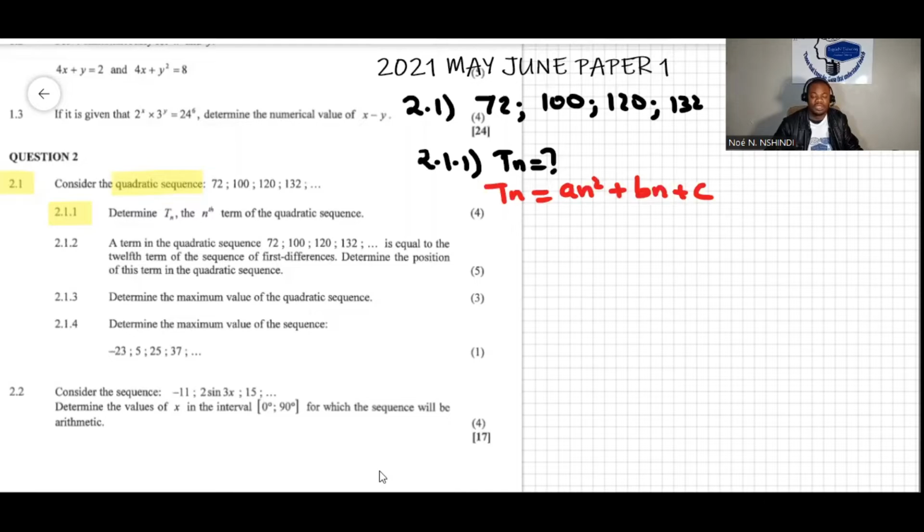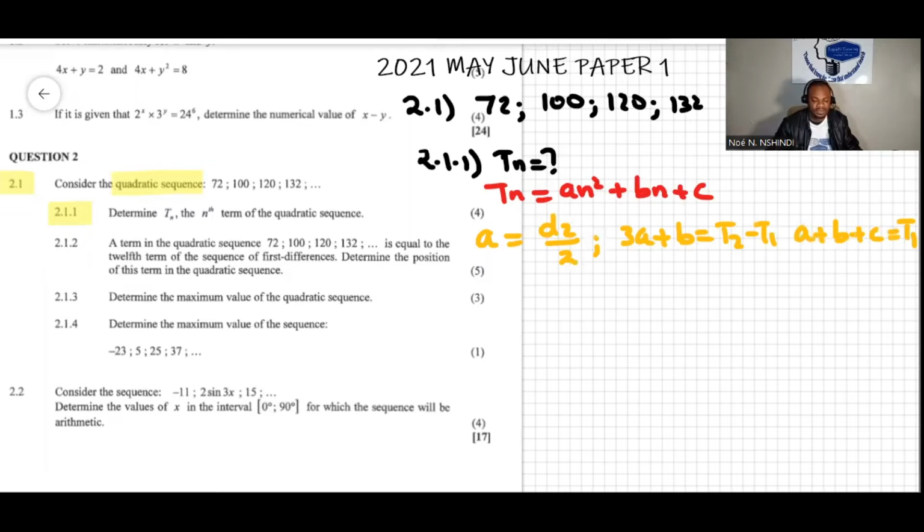Now, from this formula, we can derive some sub-formulas, okay? A, for instance, equal to the second difference over 2, okay? And then 3a plus b equal to the difference between T2 and T1. And then a plus b plus c equal to T1.